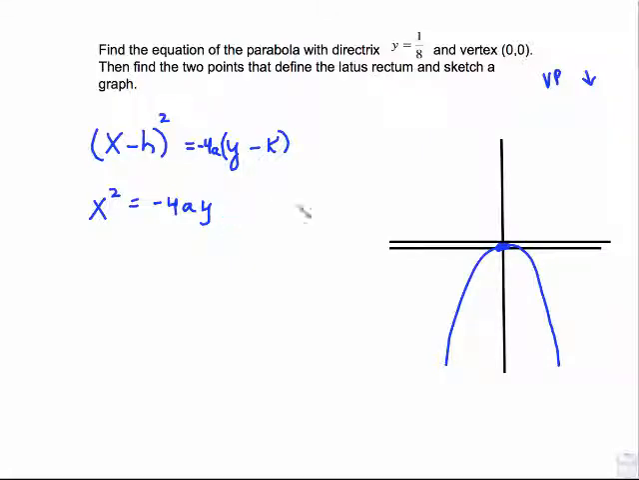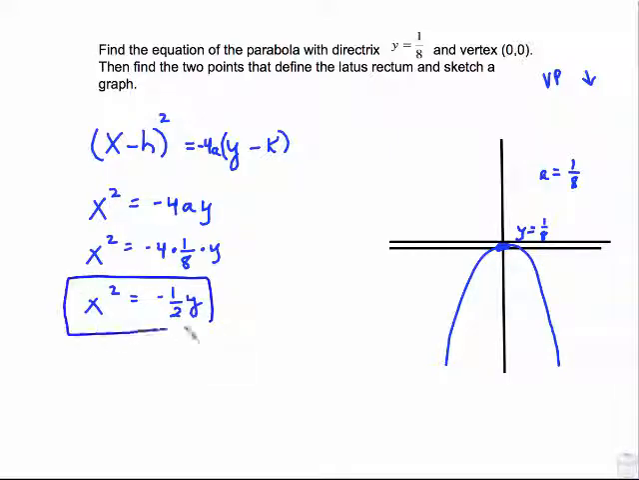So I can plug in the fact that if this is y equals 1/8, that means that a is 1/8, because a is the distance from the vertex to the directrix. So plugging that in, I have x squared equals negative 4 times 1/8 times y, and reduce that. Negative 4 times 1/8 is negative 1/2 y. So there is my equation of the parabola with this information.